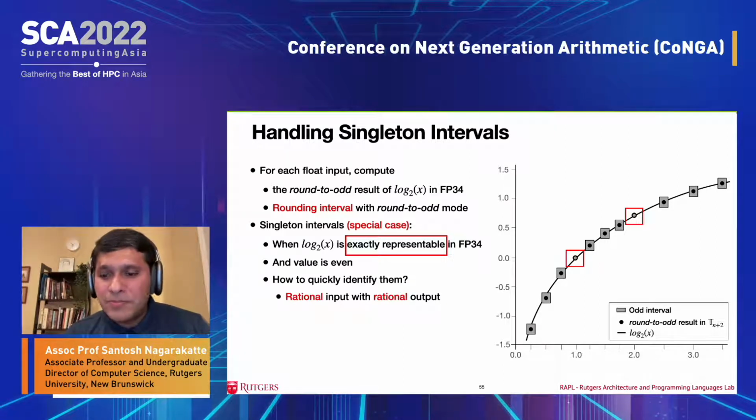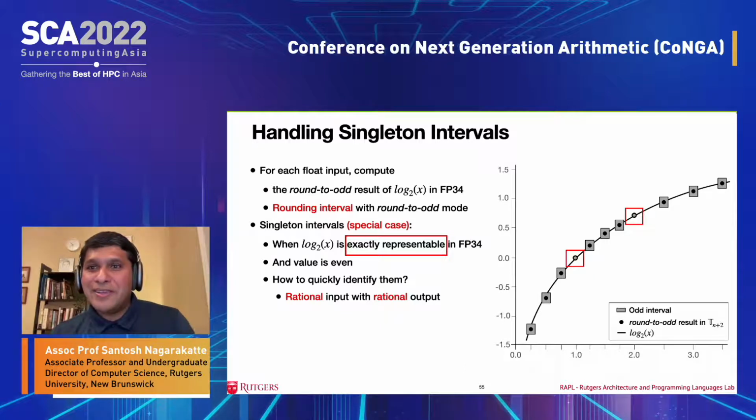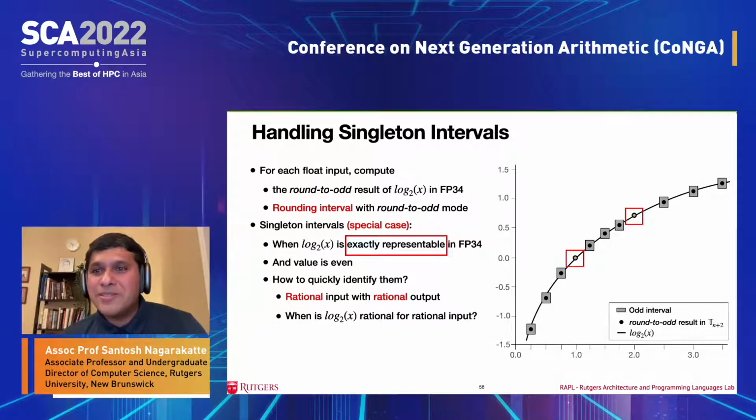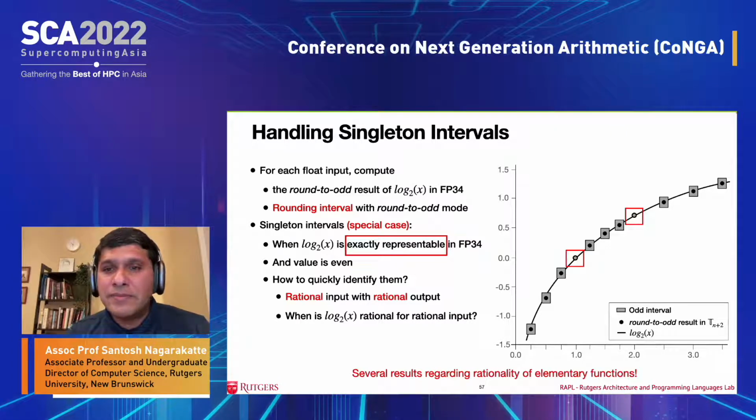So this problem of identifying rational inputs of elementary functions that produce rational outputs is well studied by Weierstrass and many others. So we use the results to identify all inputs for which the output of the elementary function is a rational value, and its bit pattern is even.